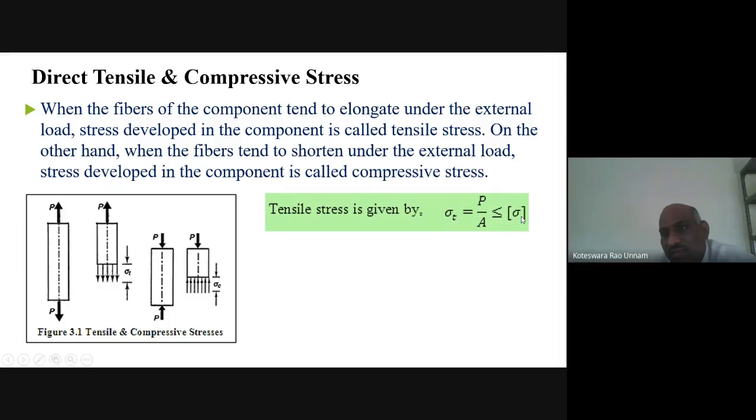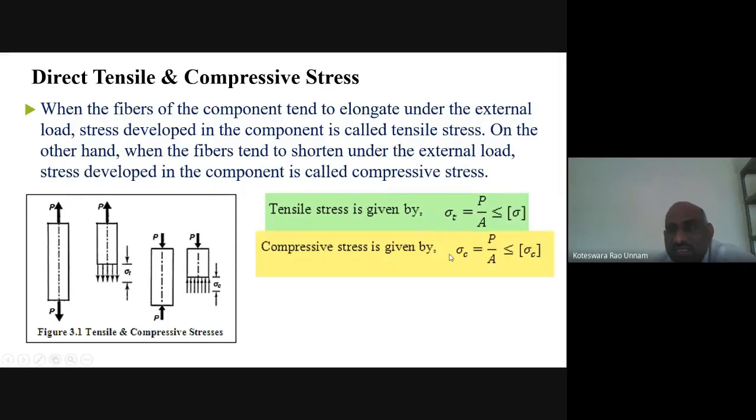Your sigma T should be less than or equal to your allowable sigma value. This allowable sigma value will come from the strength of the material. If it is a ductile material, your allowable sigma is nothing but yield strength divided by the factor of safety. So if you consider factor of safety as 1, you simply consider it as the yield strength.